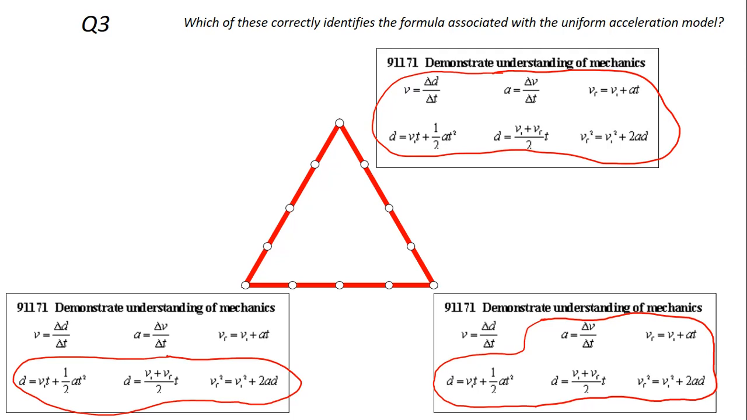Okay, I've copied and pasted the formula sheet. Which of the ones that I've circled identifies the formulas associated with the uniform acceleration model? So which of the formulas I've circled are the ones that are correctly associated with the uniform acceleration model? Pause, think about it, and moving now on to question 4.